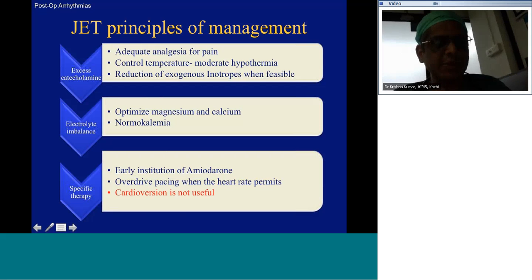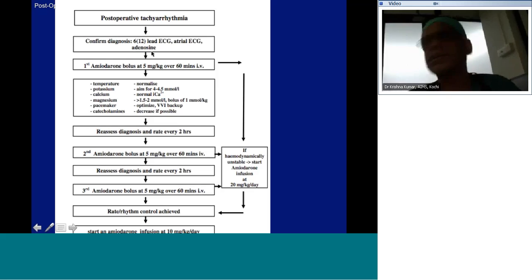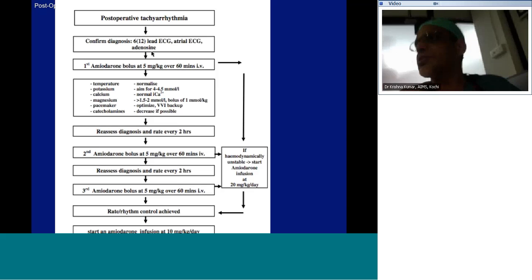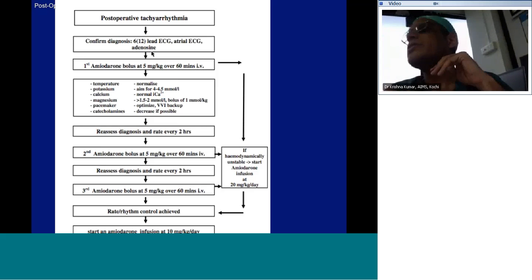So here is the Brisbane protocol that I actually downloaded, which I find is most effective in patients with JET. So when there is a postoperative tachyarrhythmia, you confirm the diagnosis with an atrial 6 or 12 lead ECG, do an A wire study, and if necessary give adenosine while you're doing the A wire study if you're not sure. In these two instances, we were pretty sure: when there's AV dissociation, you don't need to give adenosine. But when you're not sure, when you're not able to see the P wave despite A wire, give adenosine and you can separate them.